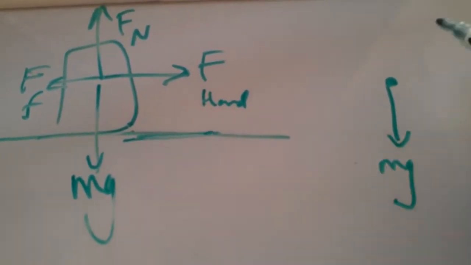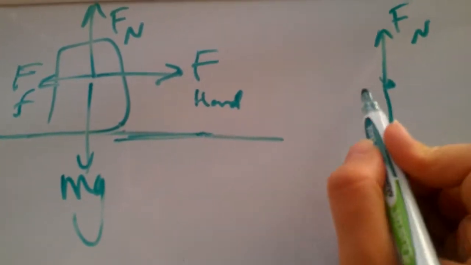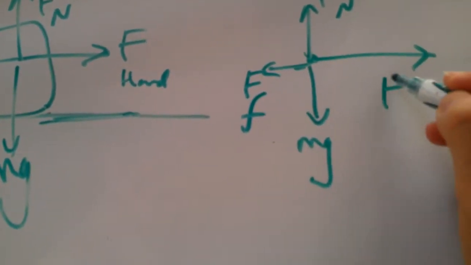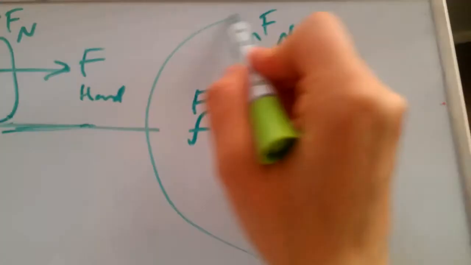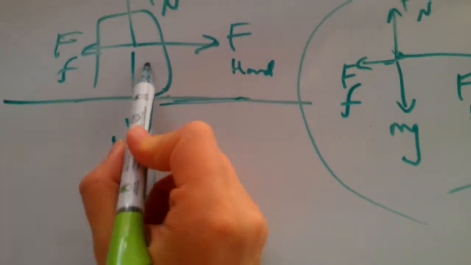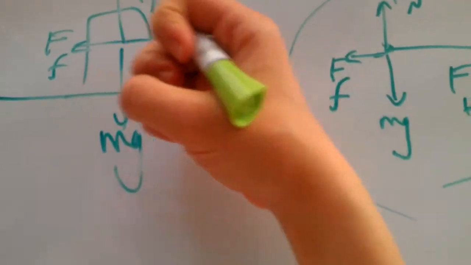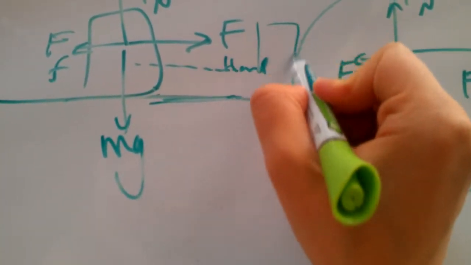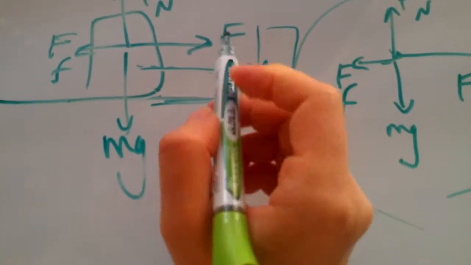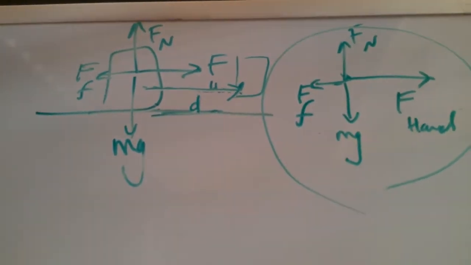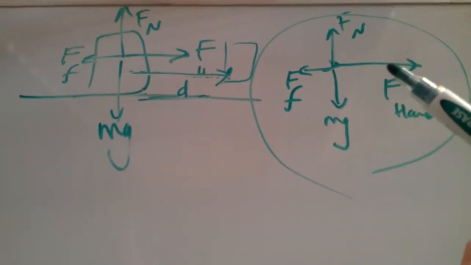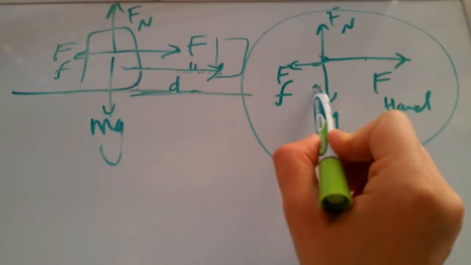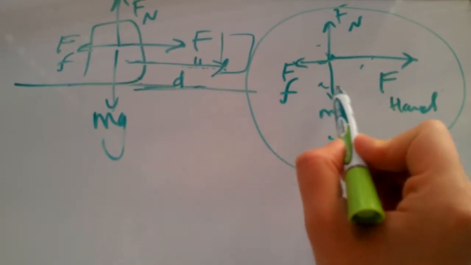So it's the floor, so Fn and Ff, and my hand, which is F of hand. So this is the free body diagram of the block once the block moves this way, because my hand is pulling it. So the block basically is now moved this way with a distance of d, right?